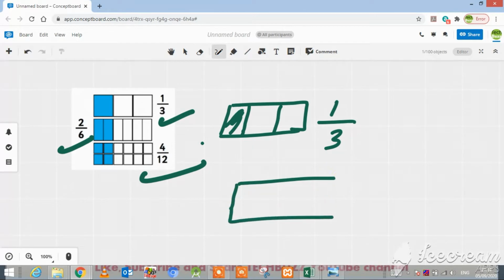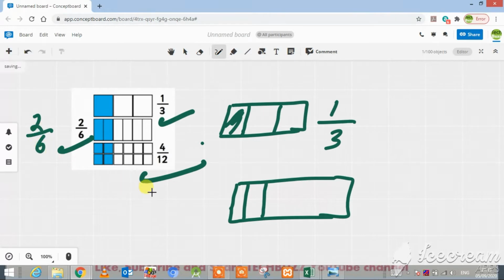Now what we have done, we have just divided the single box into half. So like this was the first one, so we have partitioned this block into two parts. The shape is same, the size is same. So if we calculate the shaded part of this rectangular shape, the total parts are 6 and the shaded parts are 2. So the fraction is 2 upon 6.